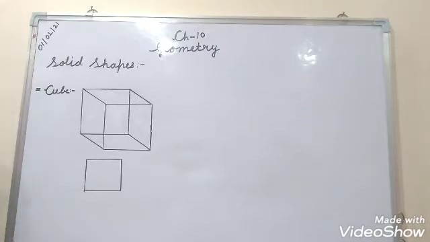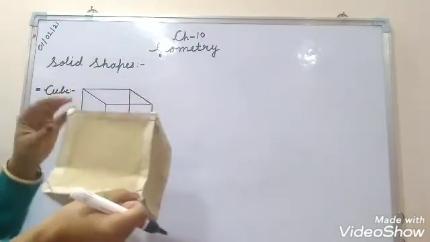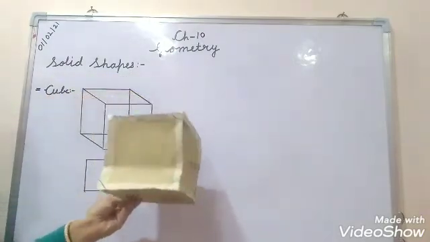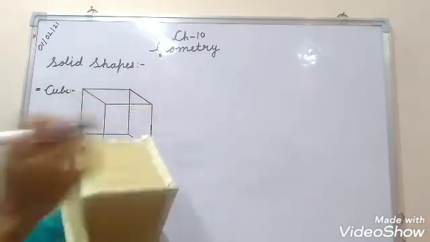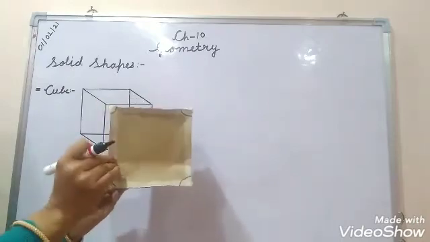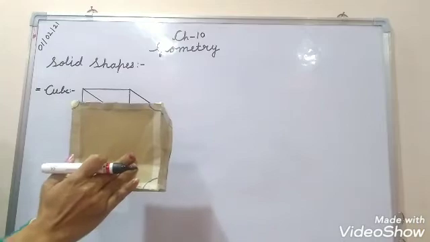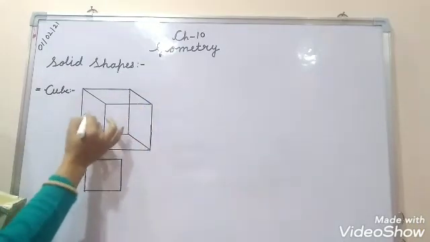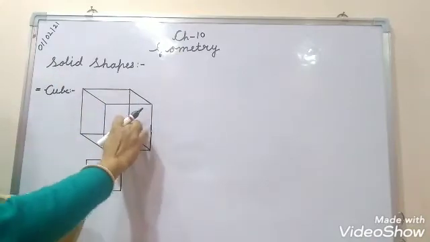Children, here you can see I have one box. It looks like a cube. In this box you can see it has some plane surfaces: this one, this one, this one, that one. What are they called? They are called faces. Here you can see that all are in square shape. These are the faces of cube.